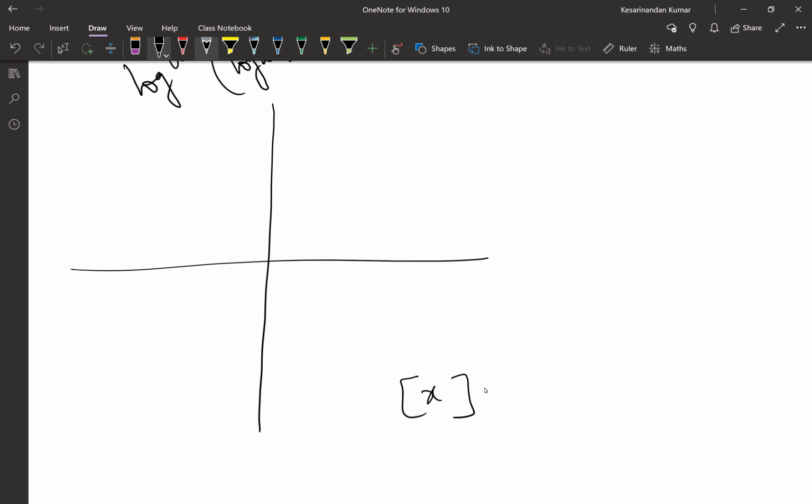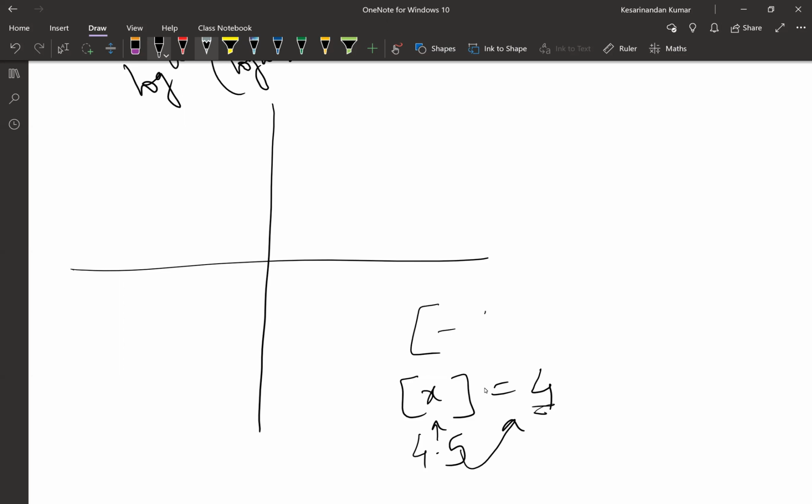Now, what does the greatest integer function do? Let's say you have 4.5. When you put it here, it returns 4. It always returns the integer which is exactly just smaller than this number.